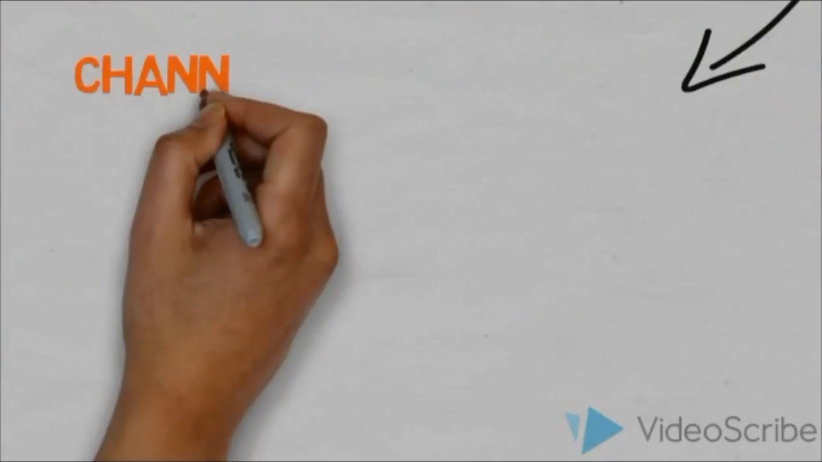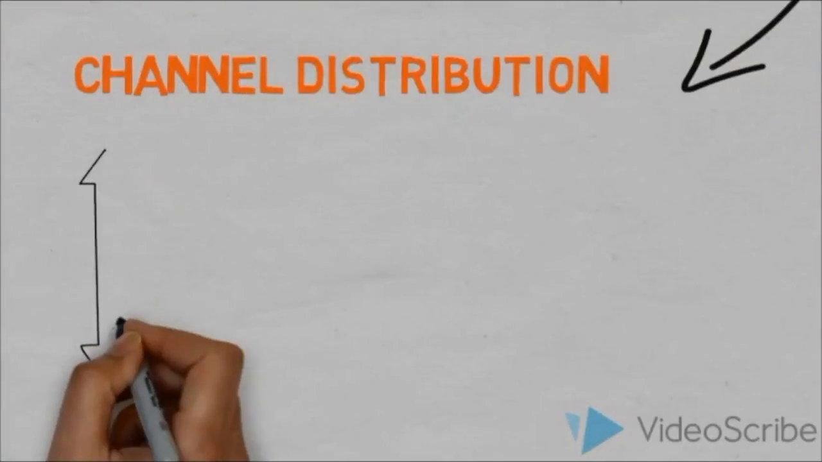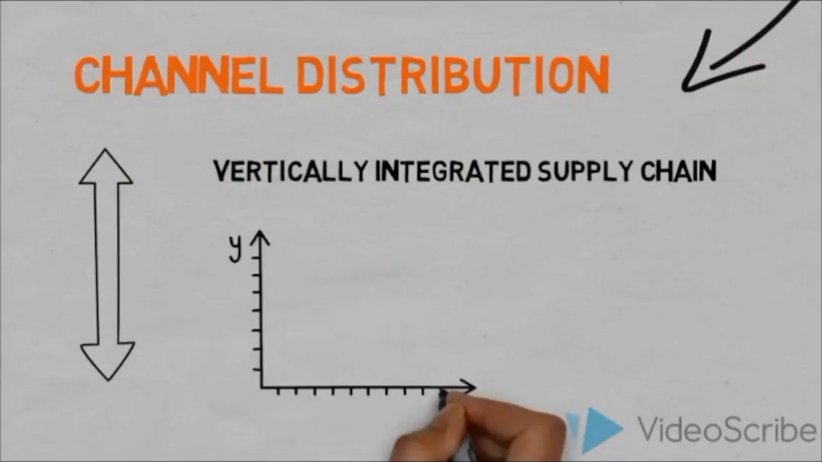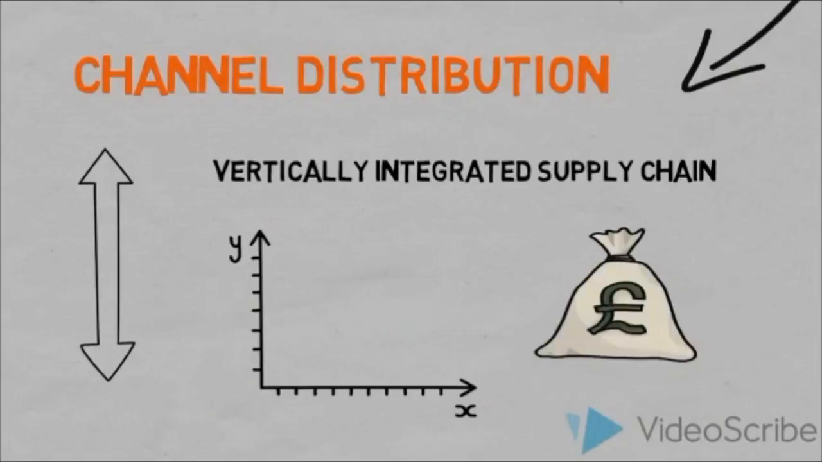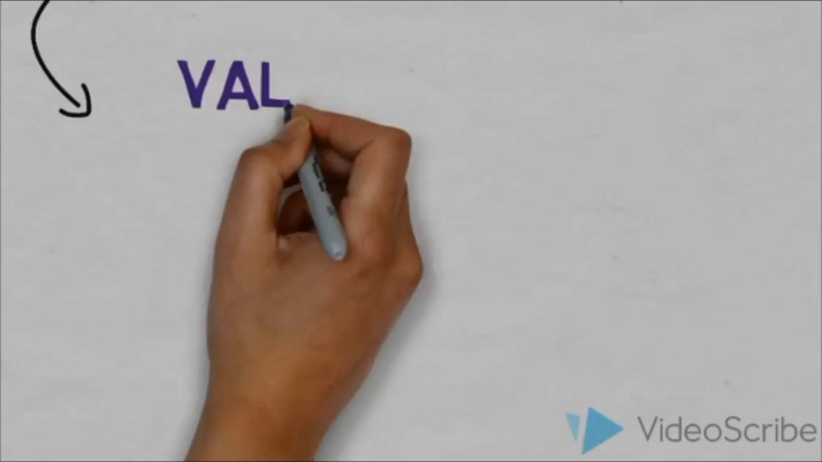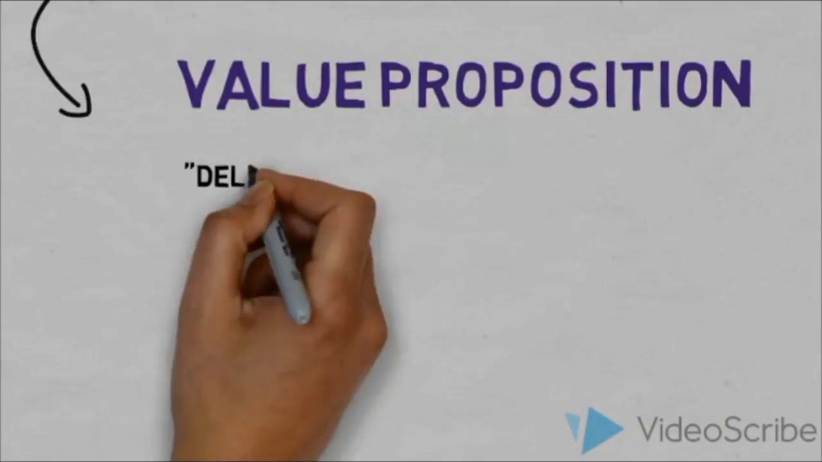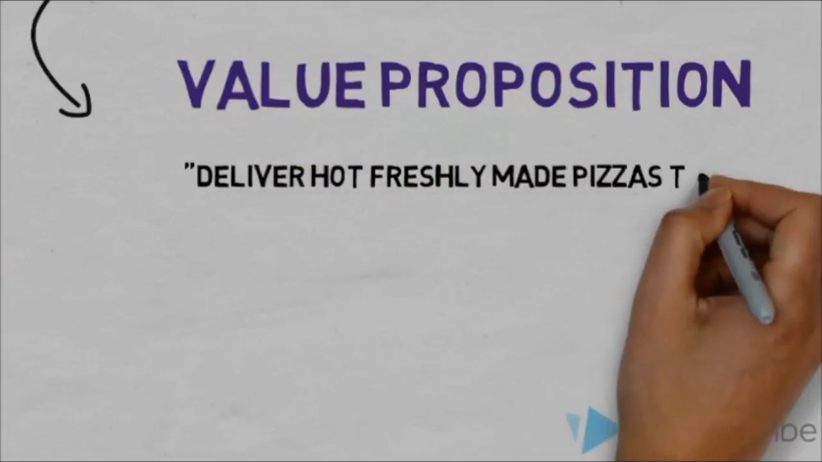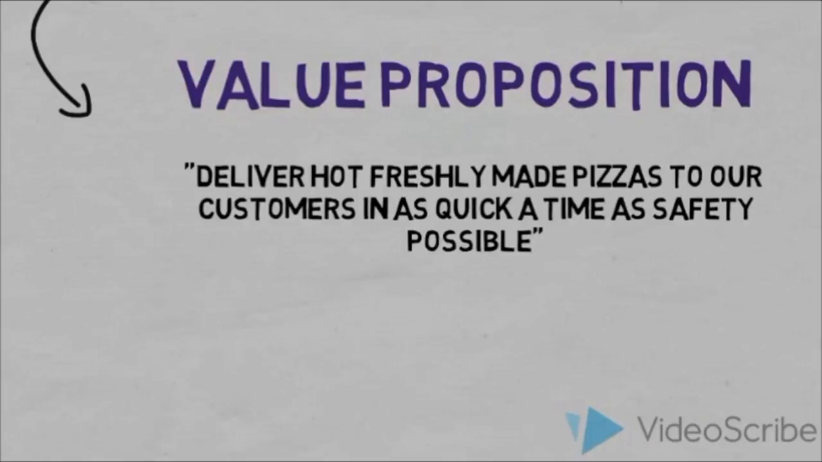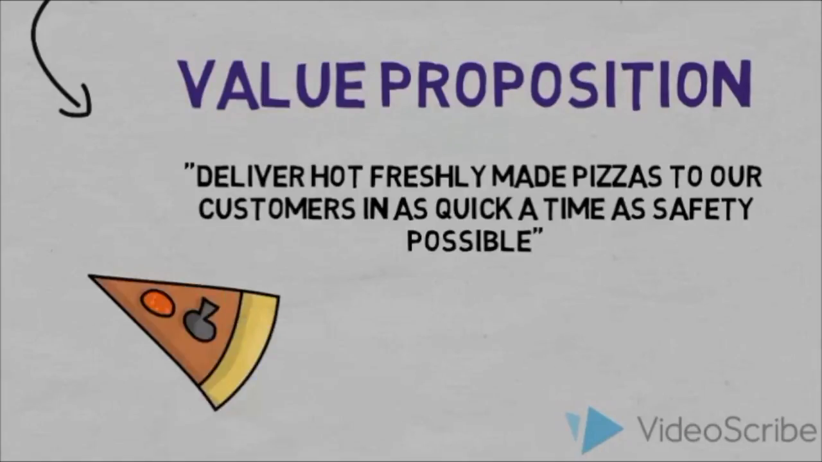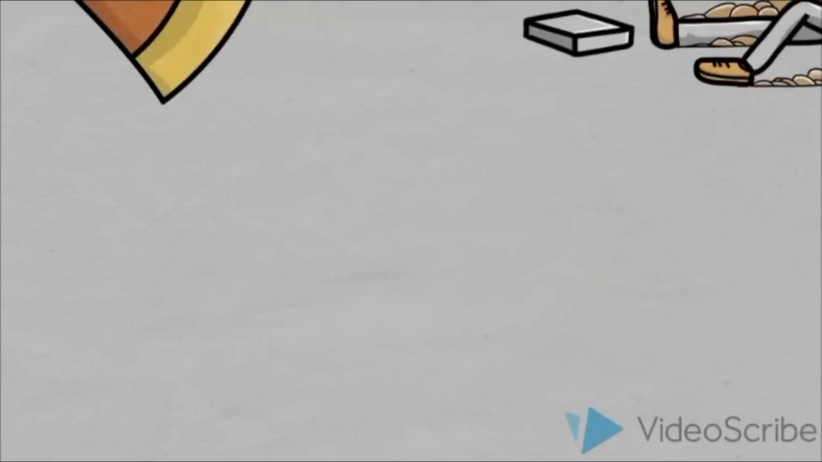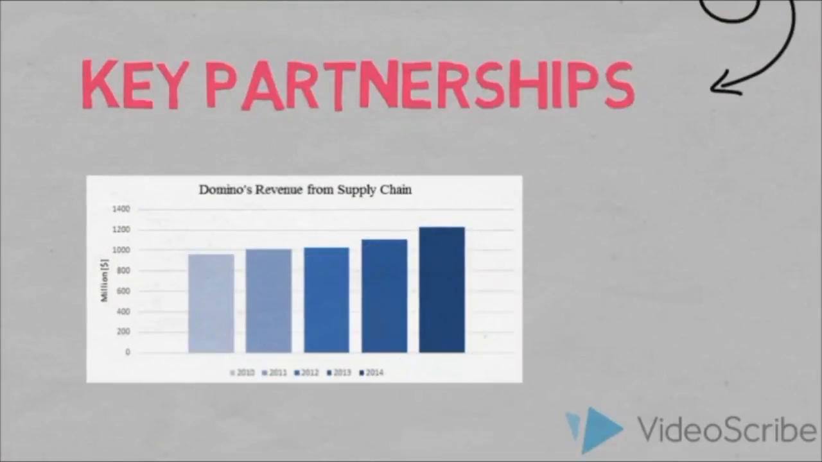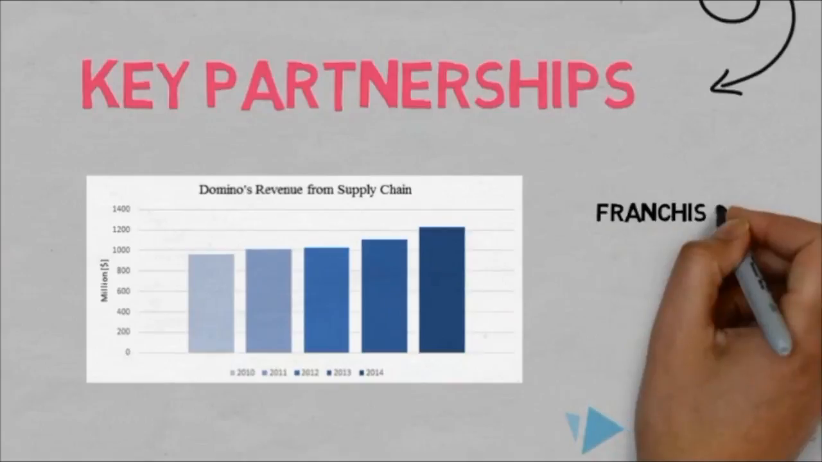Thirdly, we'll take a look at channel distribution. Domino's significantly benefits from having a vertically integrated supply chain, which allows the company to take advantage of scale economies and lower costs. Next, we'll consider the value proposition. Domino's promises to deliver hot, freshly made pizzas as quickly and safely as possible. Finally, Domino's business model is supported by several key partnerships, most notably franchise stores, which pass the costs of food, labor, and rent over to franchisees.